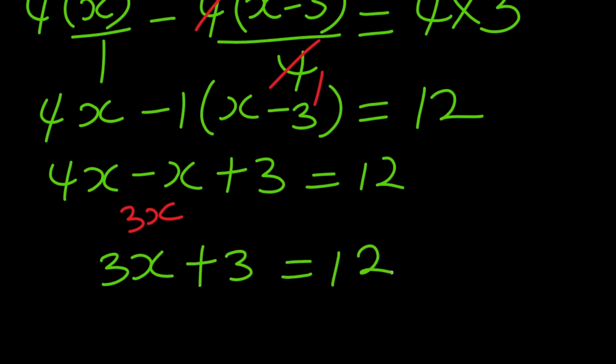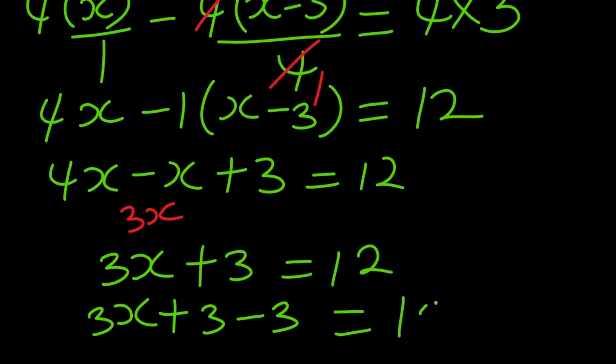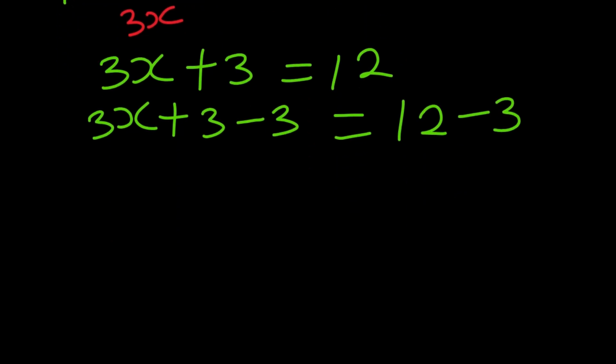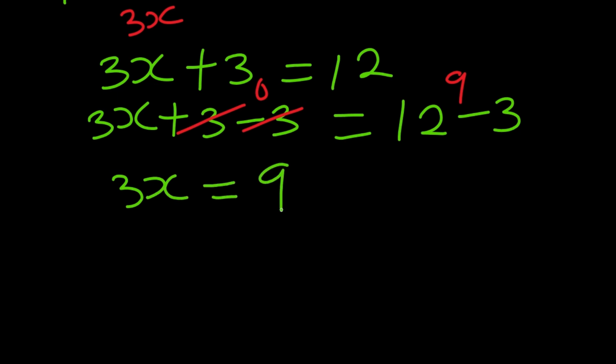Let's subtract 3 from both sides of the equation. 3x plus 3 minus 3 is equal to 12 minus 3. Simplifying, 3 minus 3 will give us 0. 12 minus 3 will give us 9. 3x is equal to 9.